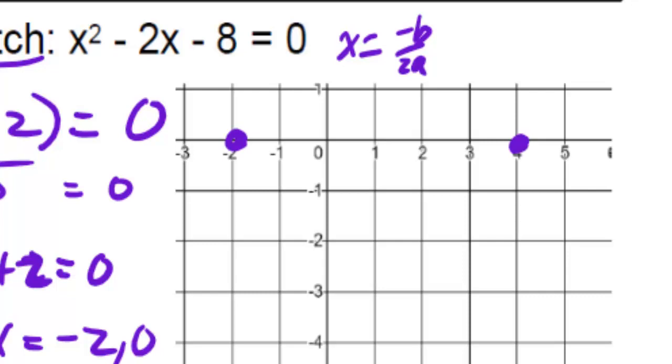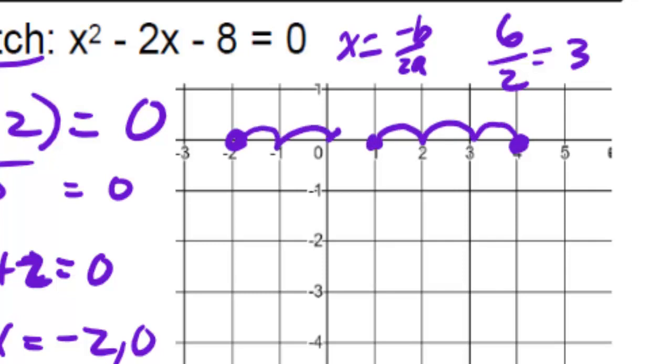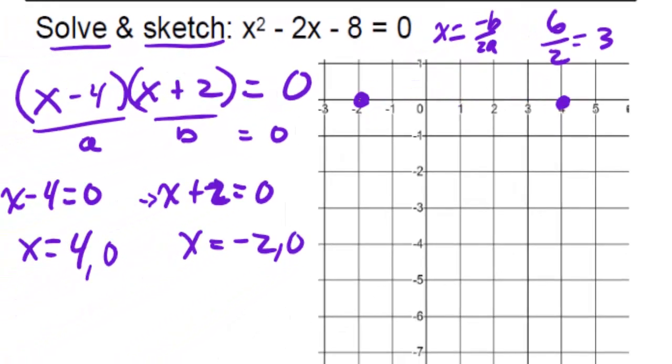But the axis of symmetry is going to be the one value that's equidistant from these 2 points. So what is the distance between the 4 and the negative 2? Well, the distance there is 6. So if I take that distance of 6 and then divide by 2, we know that the axis of symmetry has to be 3 units away from both of them. So if I go ahead and count 3 units away from the right-hand side, I end up here at 1. If I count 3 units away from the left-hand side, I end up at 1 again.